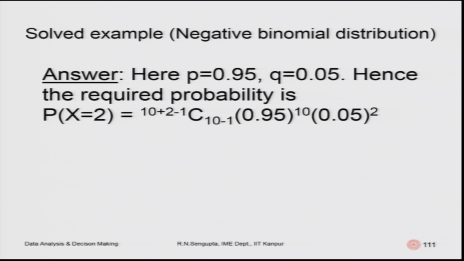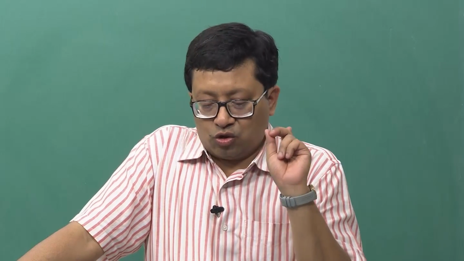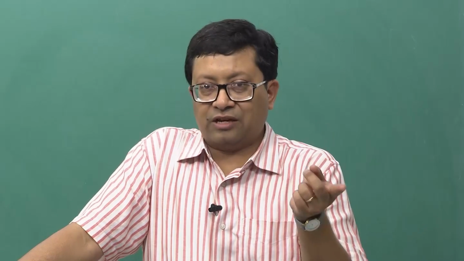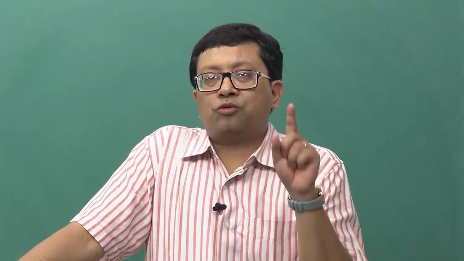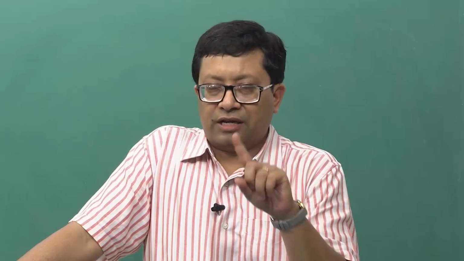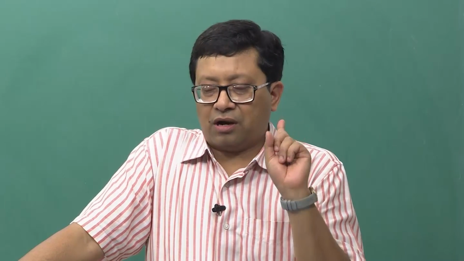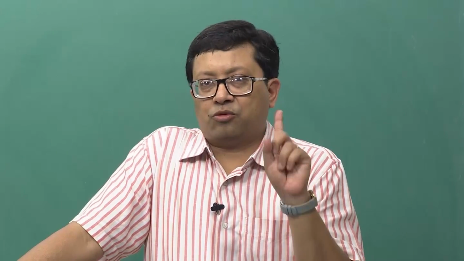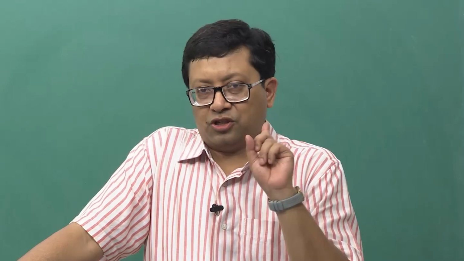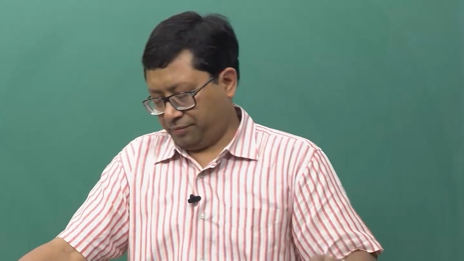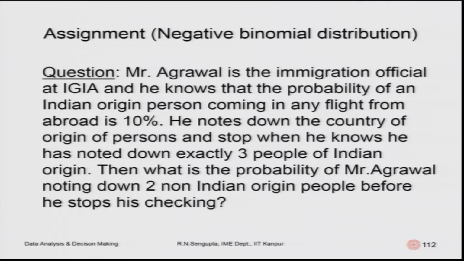So, 10 plus 2 minus 1 C x or C r minus 1. R is basically 10, so it becomes 10 minus 1, or x is given as 2. P to the power r, Q to the power x: P is 0.95 to the power r, which is 10, and Q is 0.05 to the power x, which is 2. Solve that and get the value. This is just a simple assignment, which I will discuss for the other distributions also.